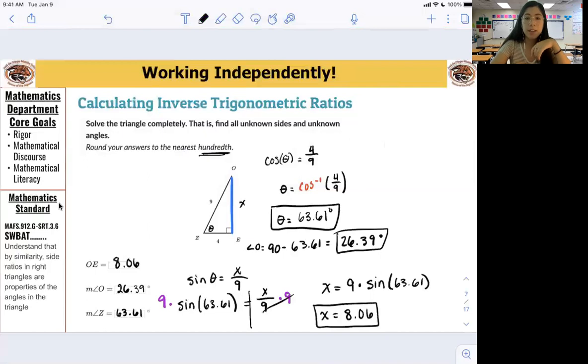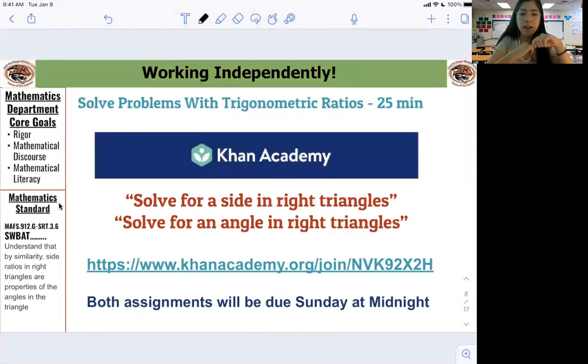So remember how I said yesterday, don't worry about the assignments that are on Khan Academy. That's because I want you guys to work on them right now. So go ahead, log on to Khan. You'll see 2 assignments. There's solve for a side in a right triangle and there's solve for an angle. You're going to spend the next 25 minutes working on those assignments, and I want you to at least complete one, if not both. Anything you don't finish is due by Sunday at midnight. So go ahead, and now I'll spend 25 minutes working on that.